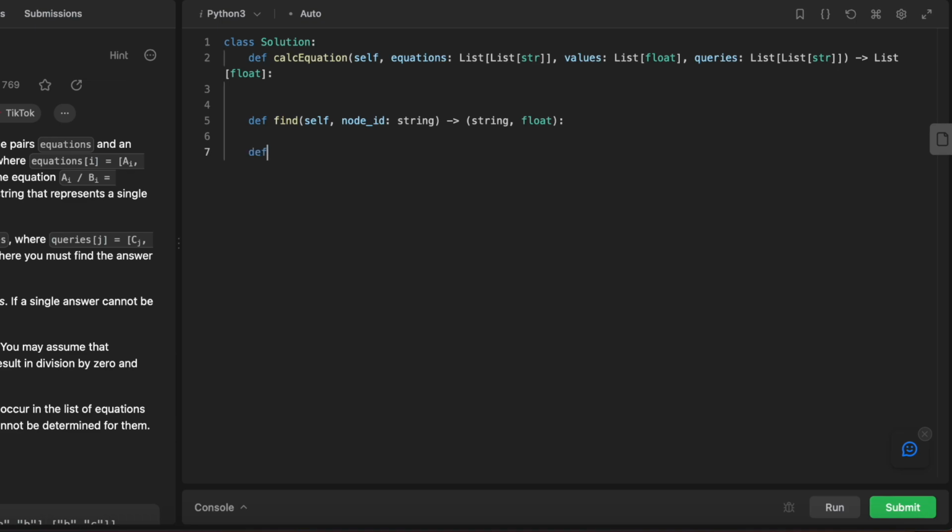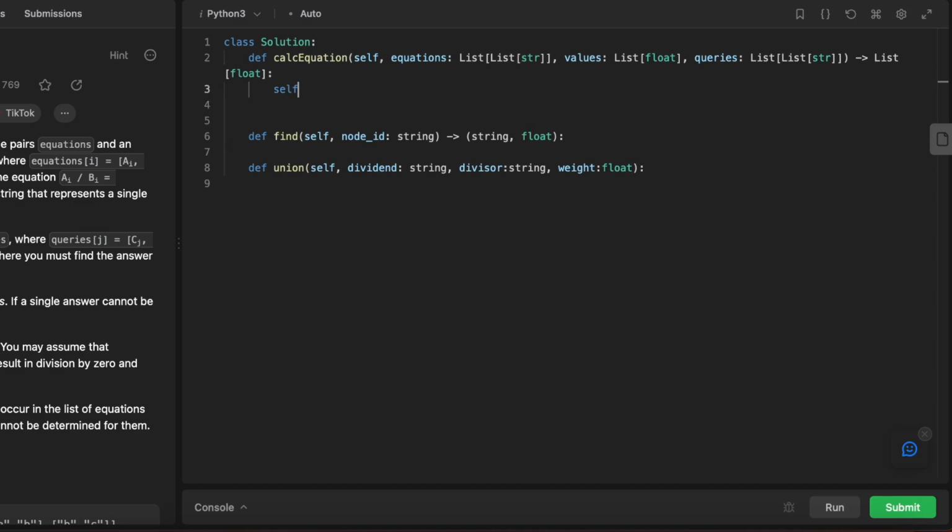And after the find, we also have to define a union function. For the union, we will pass the dividend, the divisor, and the weight from the values. The dividend is a string, the divisor is also a string, and the weight is a float. We will return nothing from the union function. As I said before, we will use a map, in Python a dictionary, to store the graph data structure. Cool, so let's first finish the find function.